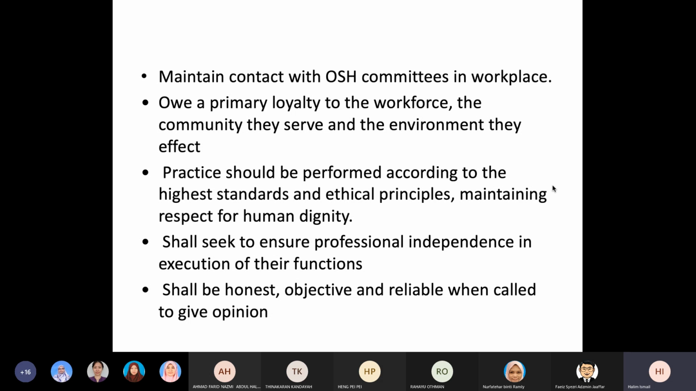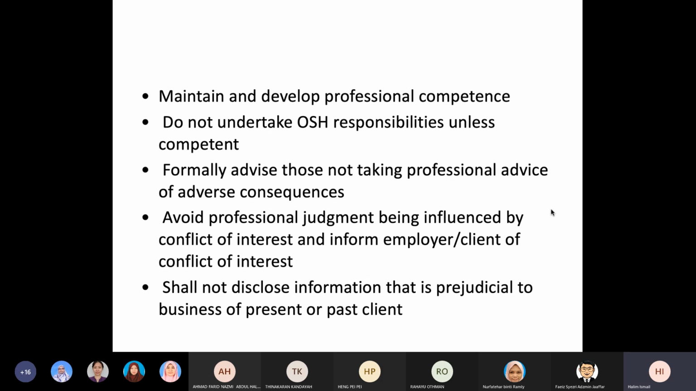Practice should be performed according to the highest standard and ethical principles, maintaining respect for human dignity. Shall seek to ensure professional independence in execution of their function and shall be honest, objective, and reliable when called to give opinion. So say, for example, if you are called to the court or you are asked to provide the risk assessment and management communication to the general public, you have to be honest, objective, and reliable in terms of delivering your advice on particular issues.